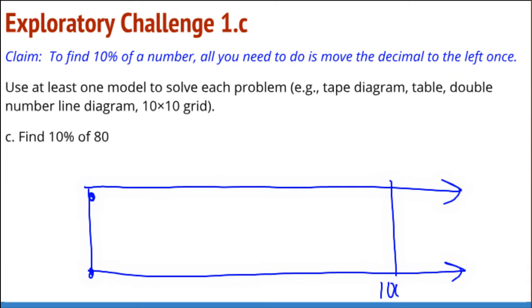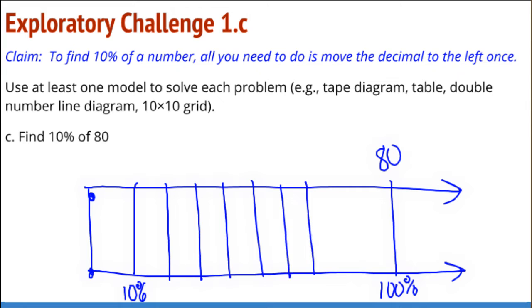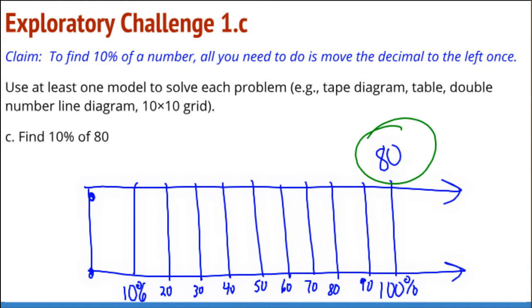And I know I've got 100%, and I know that 80 is equal to the 100%. I know that I am looking for 10%, and so I'm going to have 20, 30, 40, 50, 60, 70, 80, 90. So I've counted off by my tens. And once again, just like on the last problem, that means that my whole has been divided by 10. 80 divided by 10 is 8.